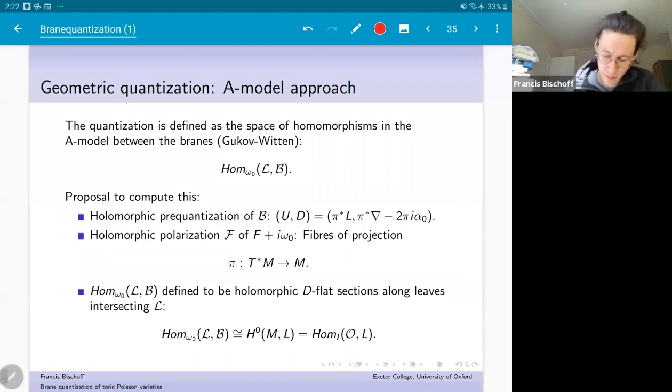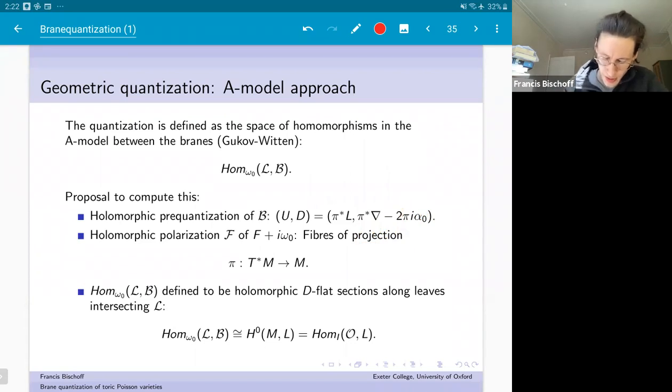It's basically 3 steps. So first, we equip this space-filling brane B with a holomorphic prequantization. This is given by the same line bundle, the pullback of L. And we're taking almost the same connection, but instead of just the real part of alpha naught, we're adding alpha naught. And now this thing will actually define a holomorphic line bundle with a holomorphic connection that prequantizes the holomorphic symplectic form.